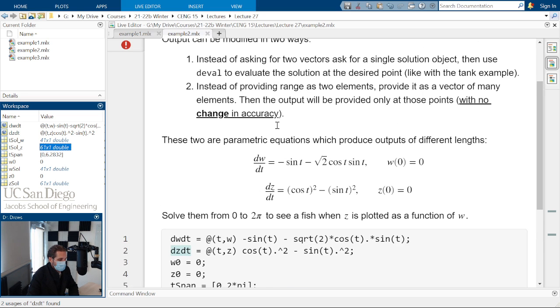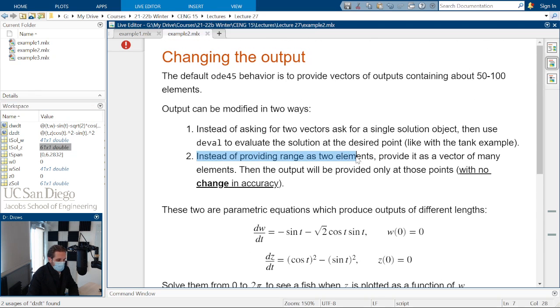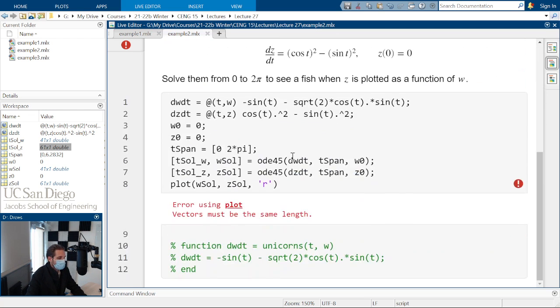This second point that we had up here, instead of providing the range as 2 elements, we can provide it as a vector of many elements. We know a couple of different ways to make vectors of many elements. One of them is Linspace. So instead of 0 to 2 pi for t-span, if we say Linspace of 0, 2 pi, now we would expect 100 elements, right? Because the default behavior of Linspace is 100 elements.